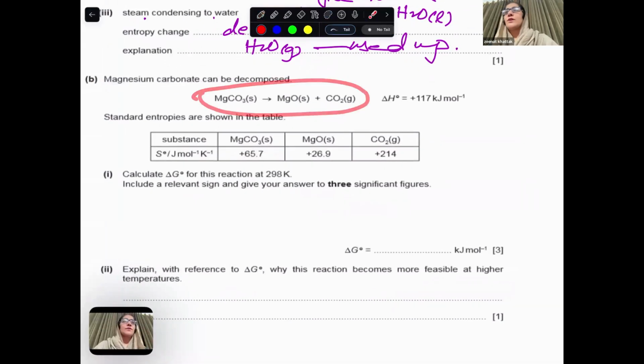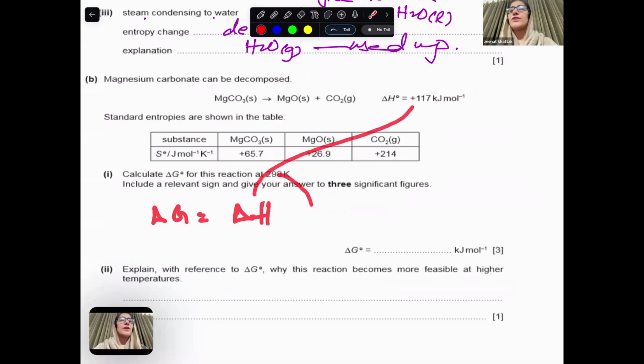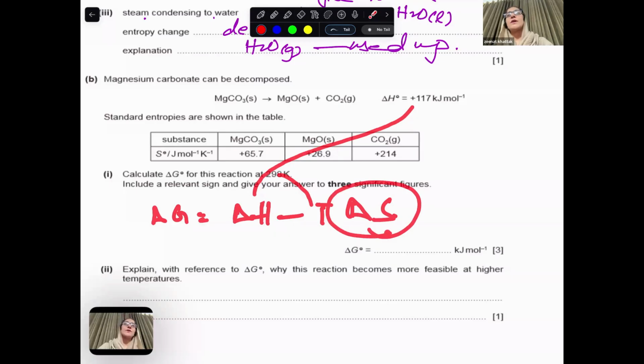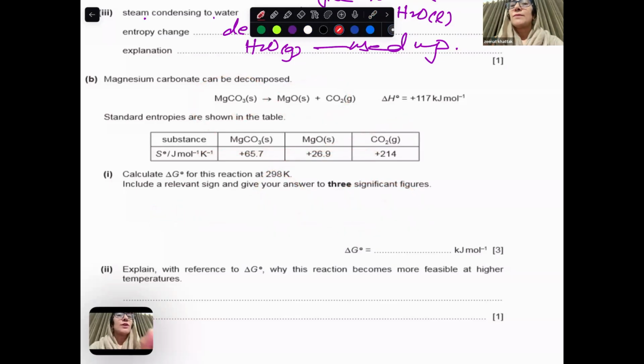This is the reaction whose delta H is given. And they are saying, calculate delta G for this reaction at 298. Now to calculate delta G, I need what? Delta H, which is given. I need temperature, and I need delta S. So how can you find delta S? Product minus reactant. Look, delta G is equal to delta H minus T delta S over 1000.